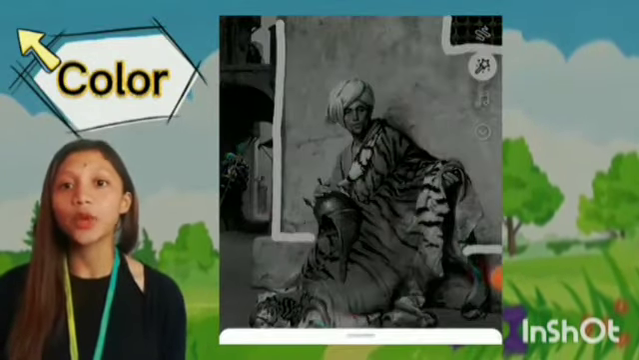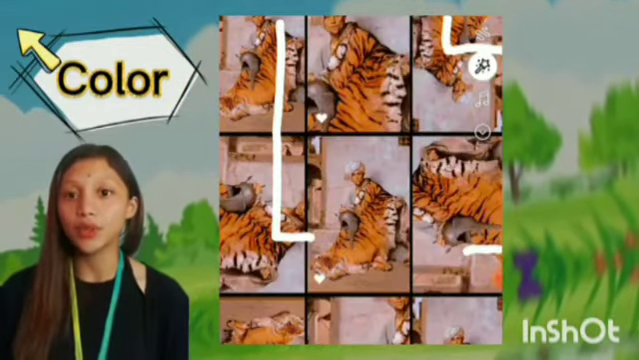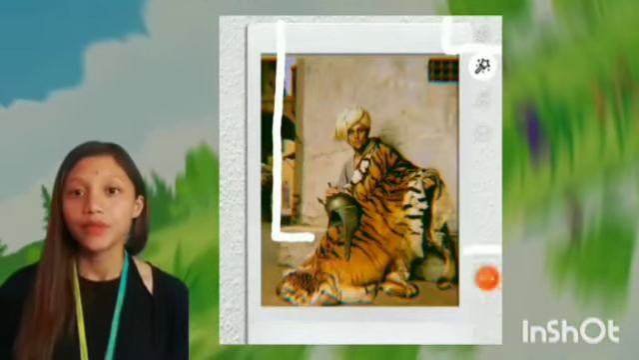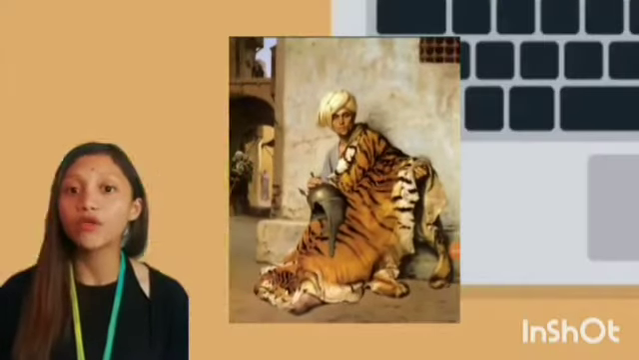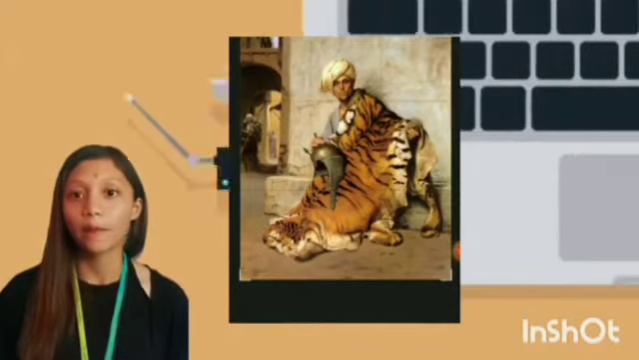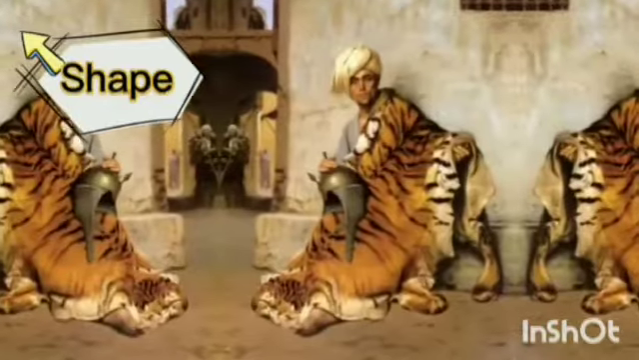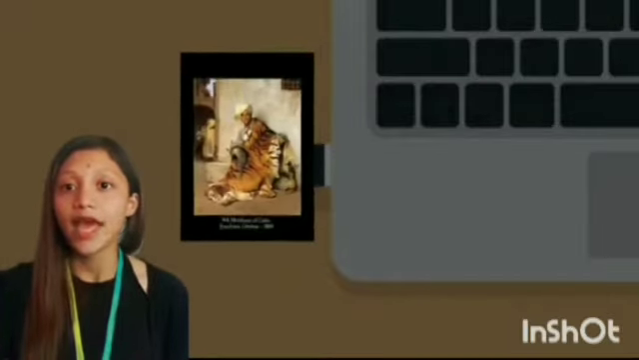In this portrait, we will see the color is dynamic, but it is a complementary use of the man's skin tone against the background. It catches attention or attractiveness because of the rich colors of the tiger pelt. Shape. In the painting, we can see two-dimensional shapes like the tiger's pelt and the merchant.